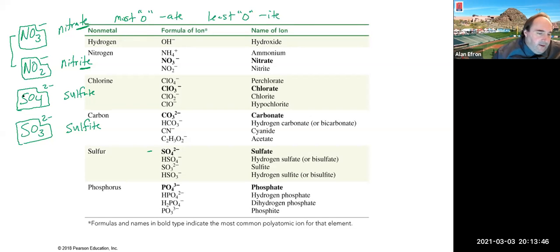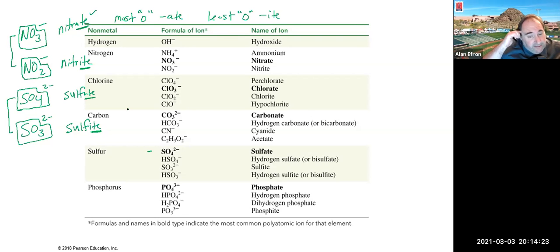Same thing down here. Difference between these two, both have a -2 charge, both have a sulfur. One has 4 oxygens, one has 3 oxygens. The one with 4 oxygens ends in ate. The one with 3 oxygens ends in ite. So that's a good way to group things together. Sometimes people will remember all the ates and know that the ites are just 1 oxygen left, or vice versa. You could learn all the ites and know that the ates have 1 more oxygen, nothing else changes.